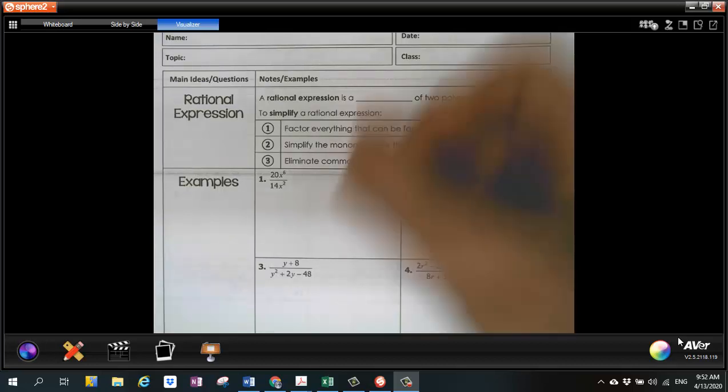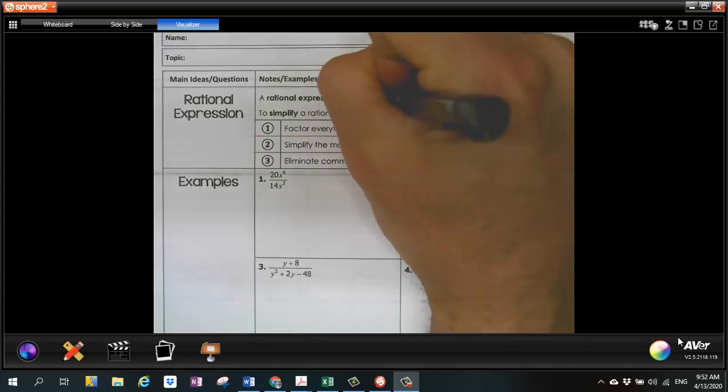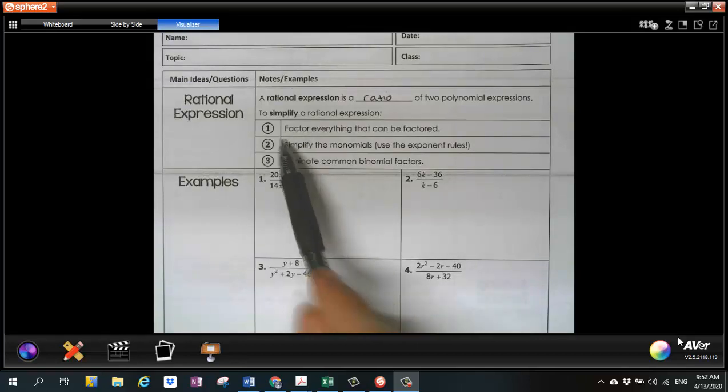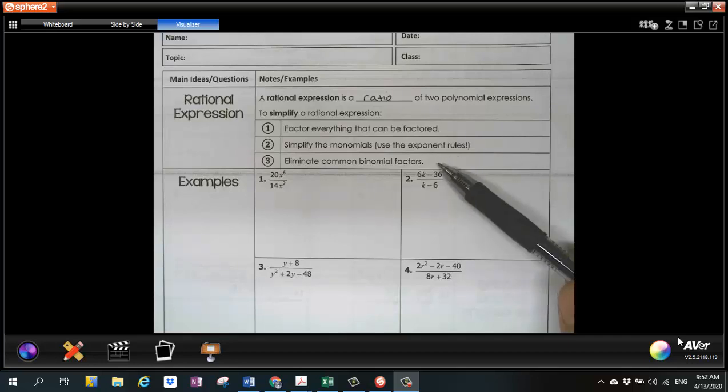So a rational expression is a ratio of two polynomial expressions. All right, so the steps that you guys like to use are right here. To simplify a rational expression, we're going to factor everything that can be factored. All right, so we're still factoring. We're going to simplify the monomials using our exponent properties that we talked about, and then we're going to eliminate any factors that we can eliminate.